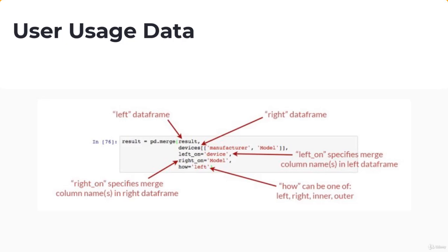So the first data frame will be the left one, the second one will be the right one, and the left on is basically the column name on which we are performing the merge operation. So whenever we are performing the merge operation, they are on particular columns. The two data frames must have one common column, on which the merge operation will be based.